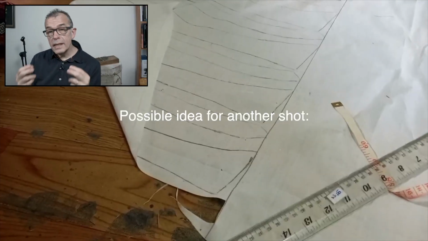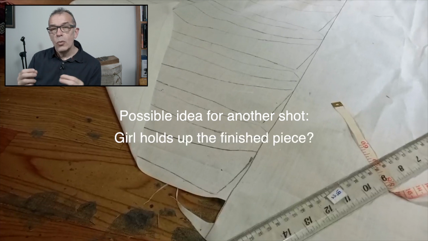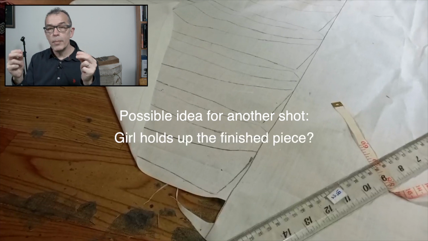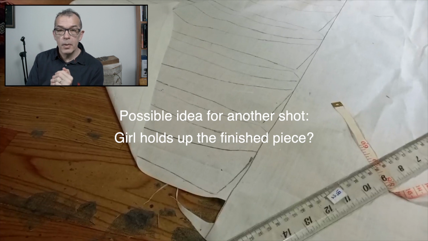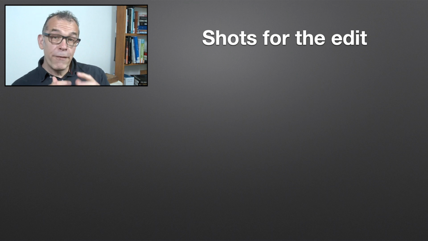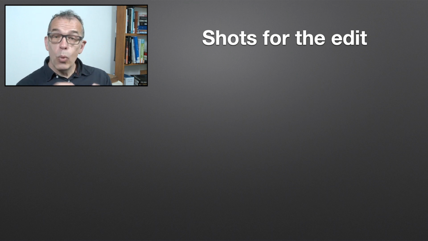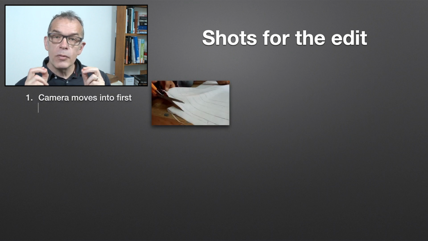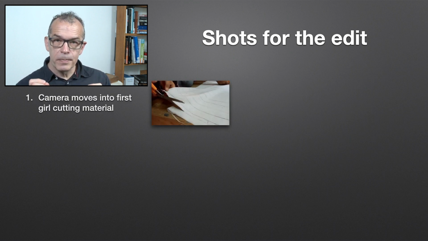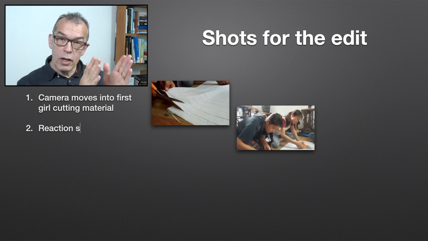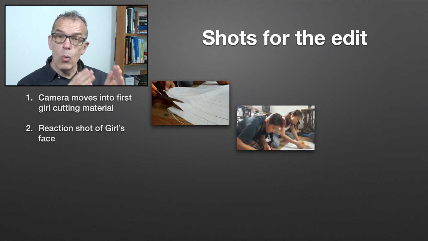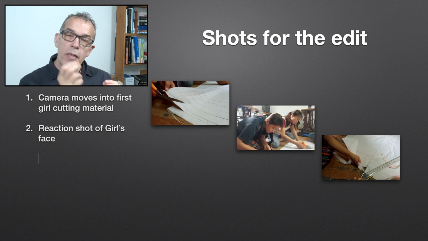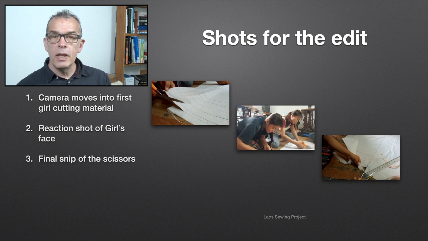Additionally, another idea that might have been worth filming would be that the girl holds up the piece of material that she's just cut up to the other girls. Anyway, from that first and lovely contribution, what I would take away for the final edit would be that very first dramatic movement that we saw. A reaction shot of the girls looking intently on what they are doing, and then the final snip of the material. Let's have a look at that.